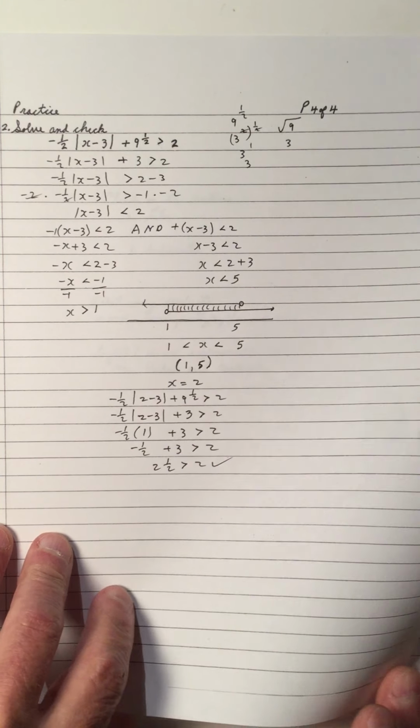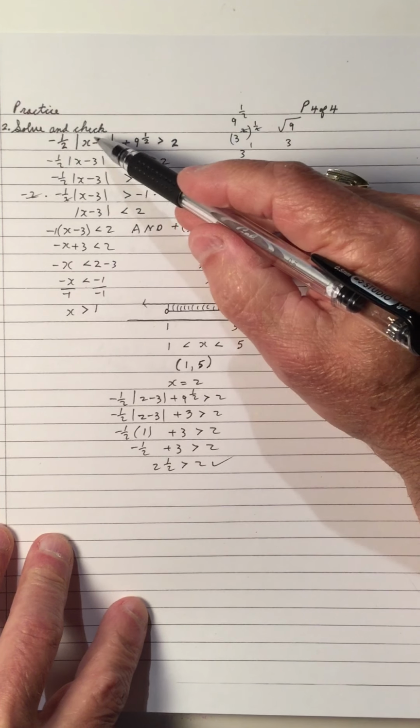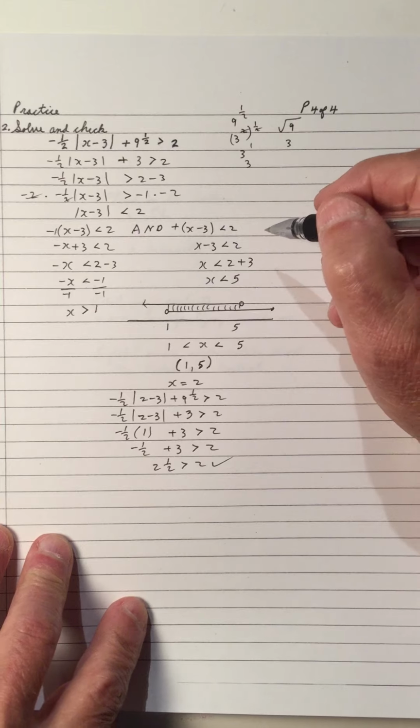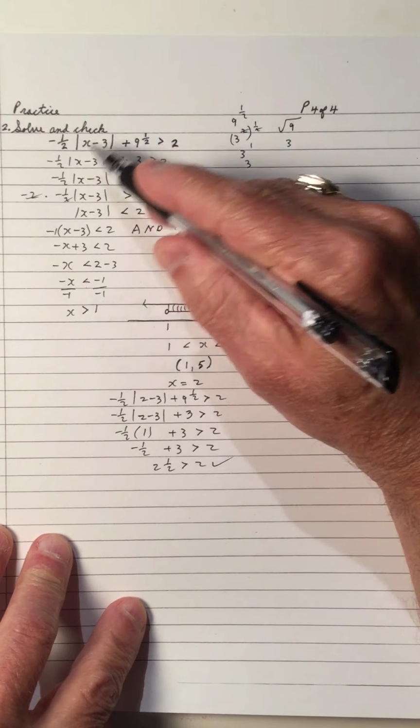So just solve the equations. Again, you have to isolate the absolute value. So you're working in reverse of PEMDAS when you're solving. You have to isolate what's in the brackets.